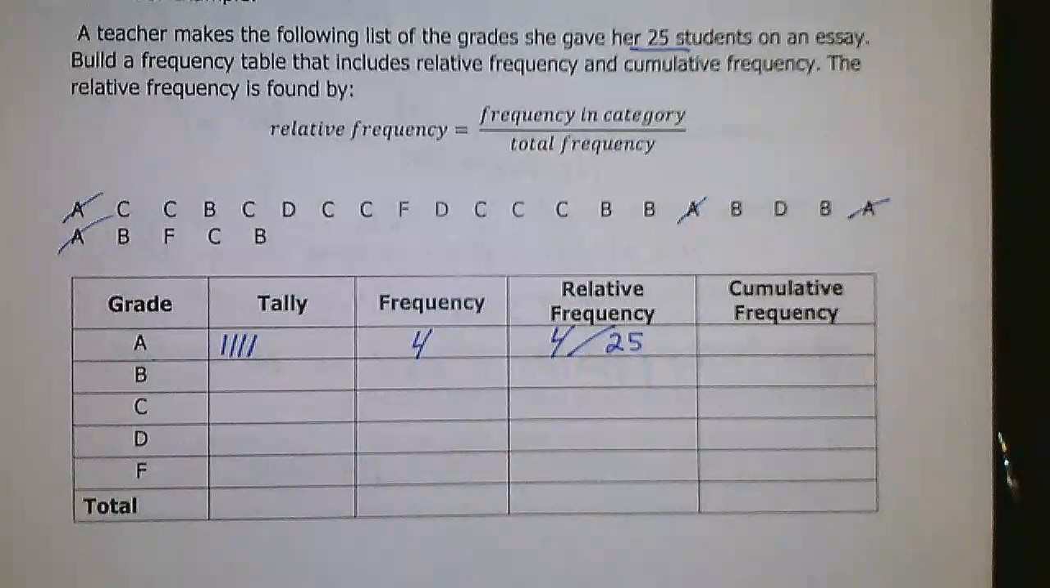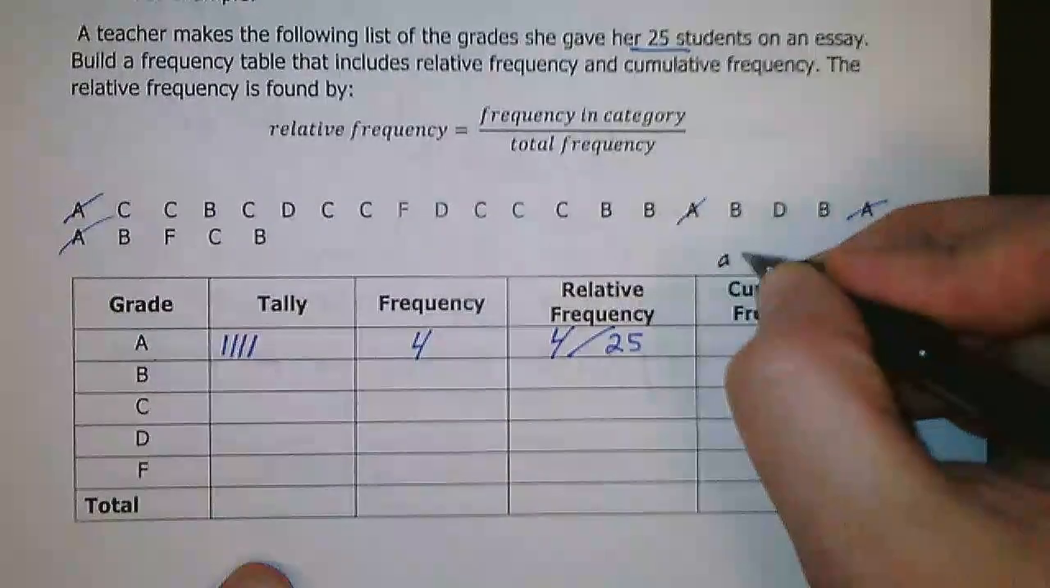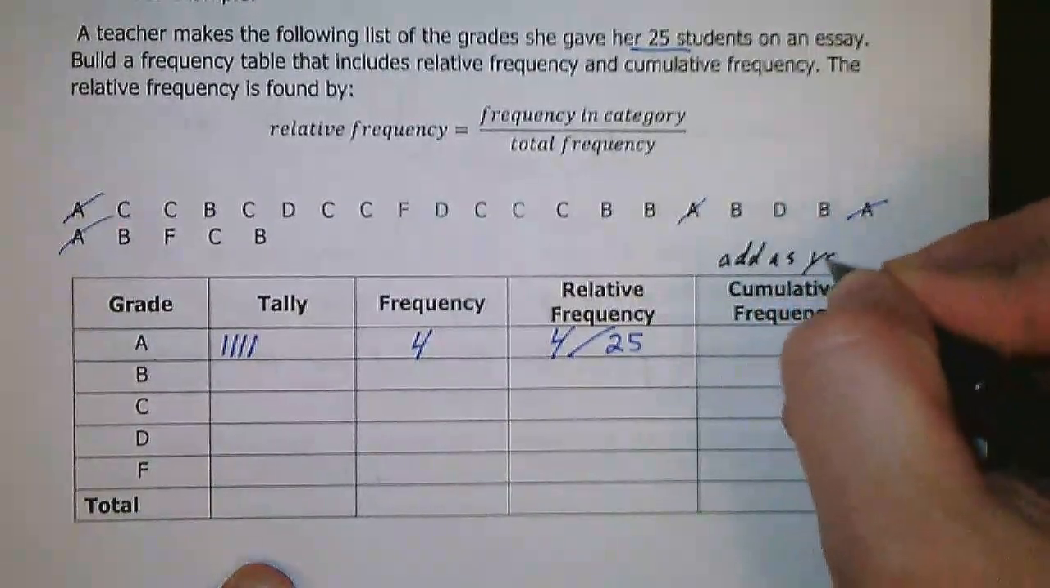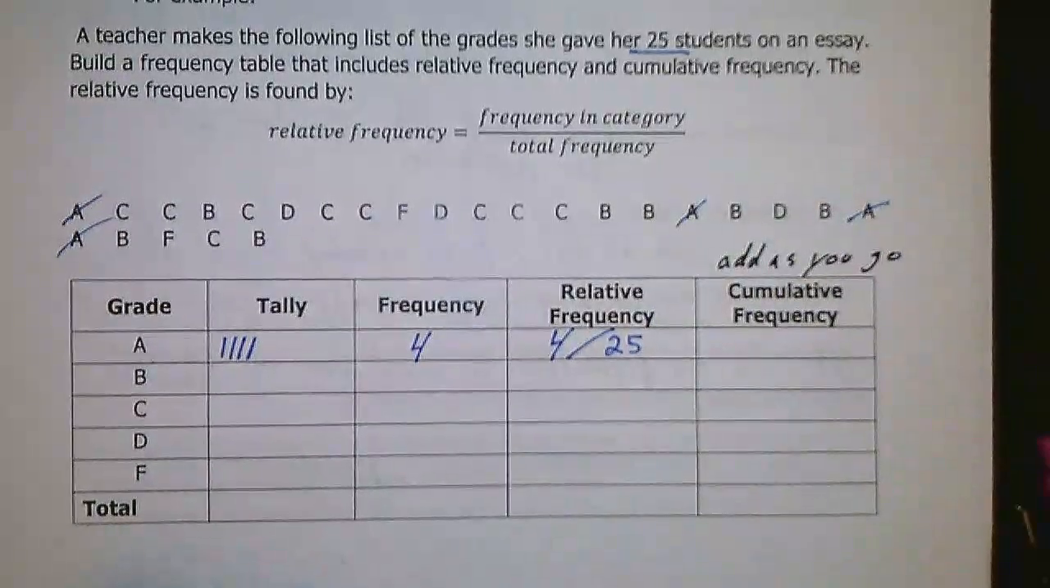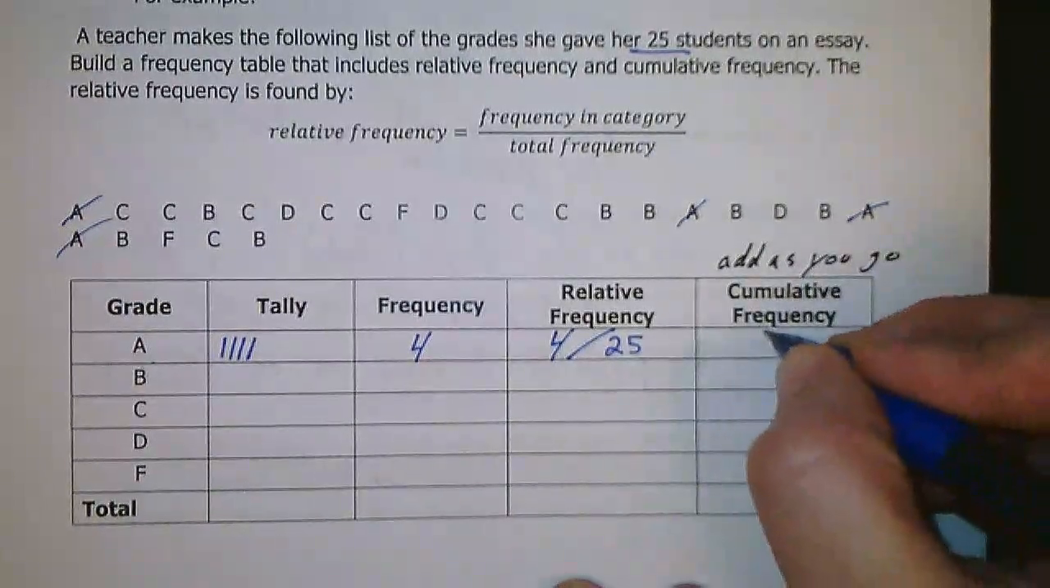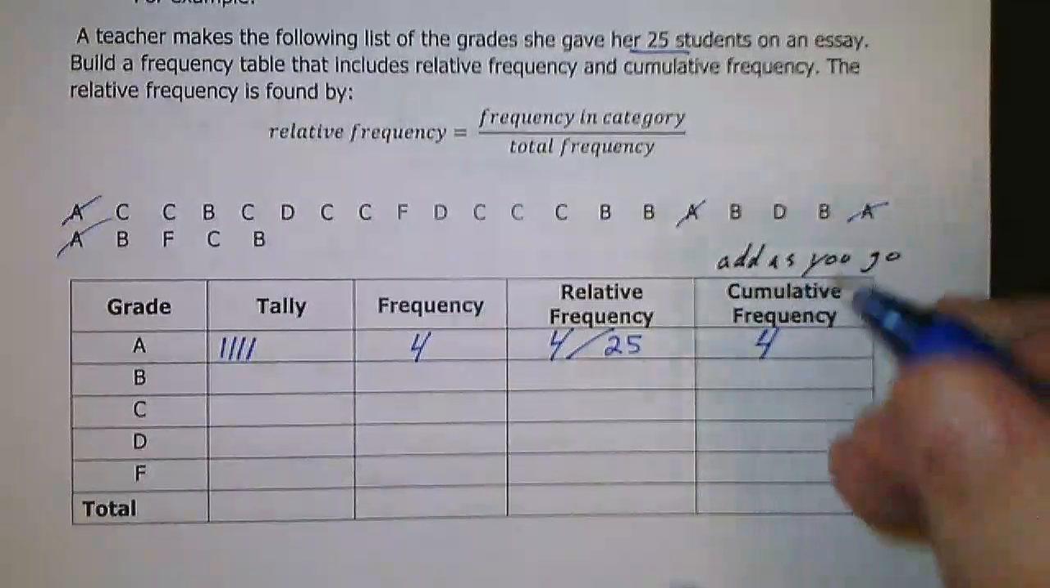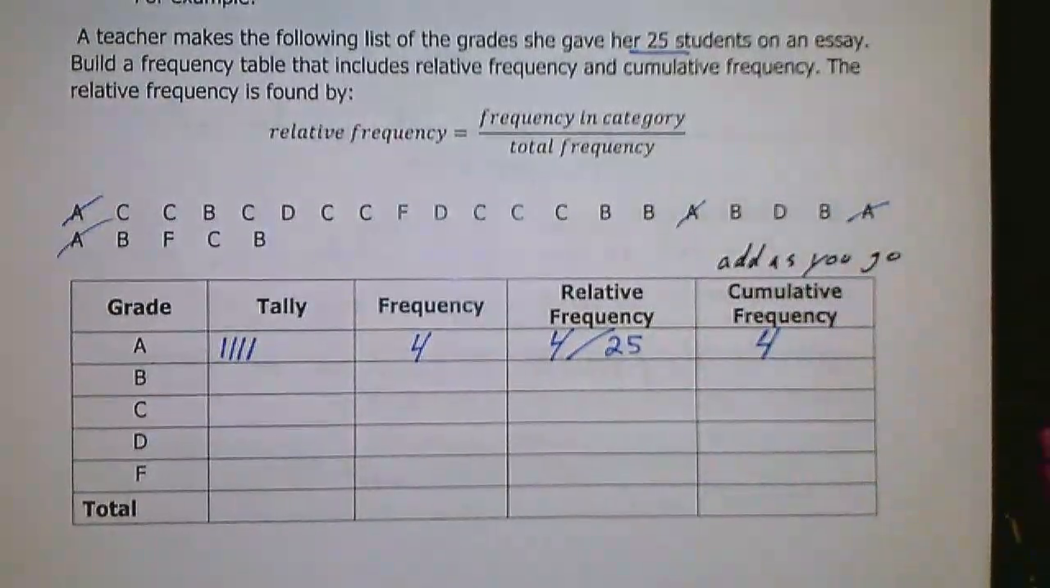Now, cumulative means that you add as you go. I'll just put that there. Add as you go. The definition for cumulative frequency is that you add each frequency to the sum of its predecessors as you go. So this is our first entry in the cumulative frequency column, it's just 4.